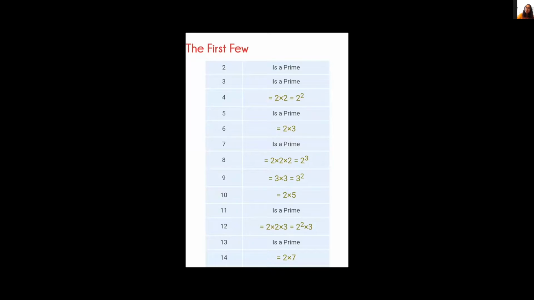Okay, so on the screen, you see a few more examples from number 2 to 14. They've just made the concept more clear. So if it's prime, they've just written it as prime. If it's composite, they have expressed it as a product of primes. Yeah, so some examples there on the screen.